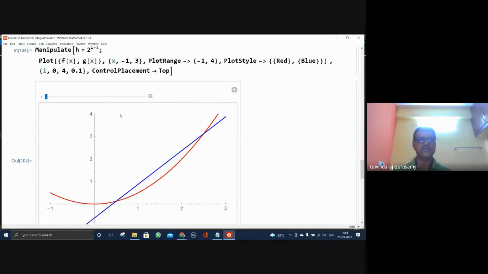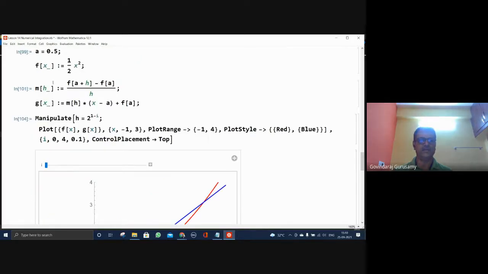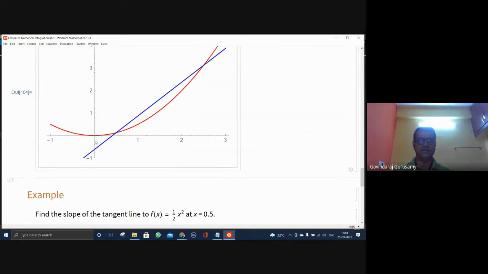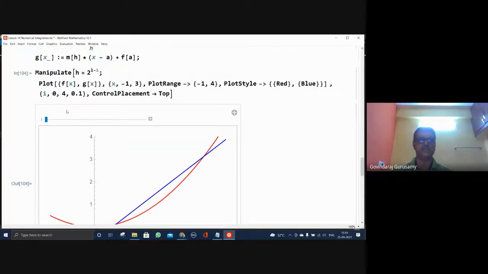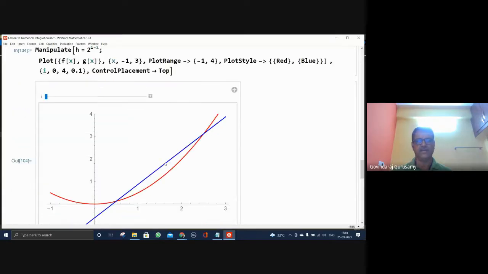To start with, how much is the h? i equal to 0, so h is equal to 2. With that h, if I evaluate this, this is the blue line that I am getting, that is your g of x. Is it clear for all of you? m of h, yes, that is being used here to get the g of x. So that's going to be the slope line.